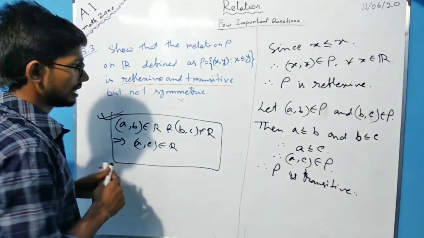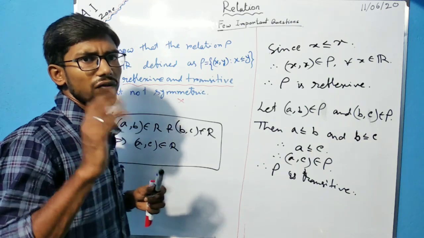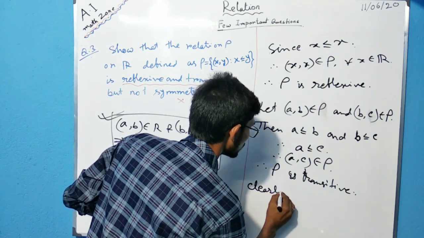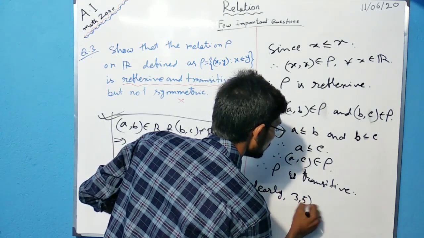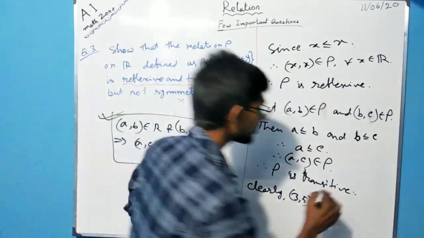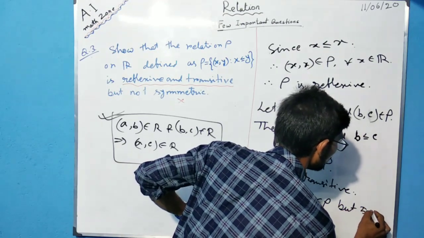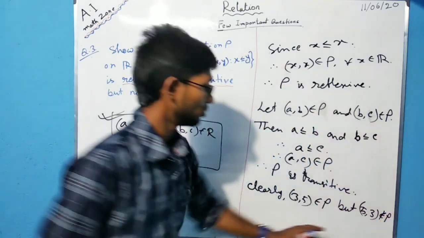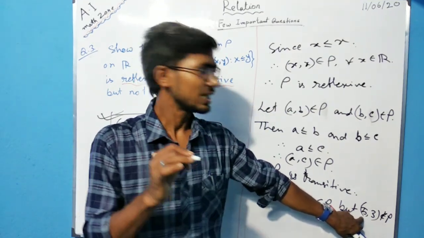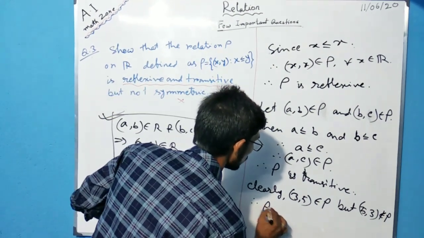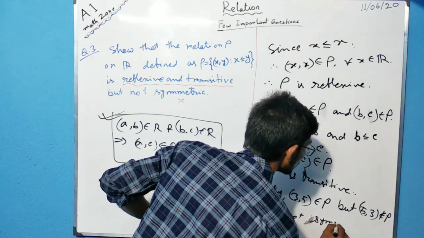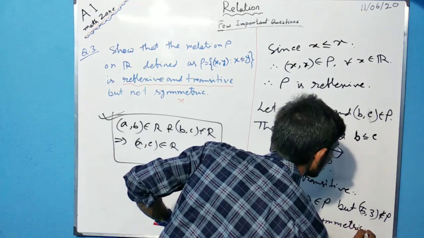Done, right? Now see here, if we take 3,5, definitely it belongs to rho. Clearly 3,5 belongs to rho. क्यों? क्योंकि first element is less or equals to second element, but 5,3 does not belong to rho. ये belong नहीं करता है. क्यों? क्योंकि यहाँ पर first element क्या है? 5, and this is not less or equals to 3, right? Therefore rho is not symmetric. Rho is not symmetric. This is the answer, right?